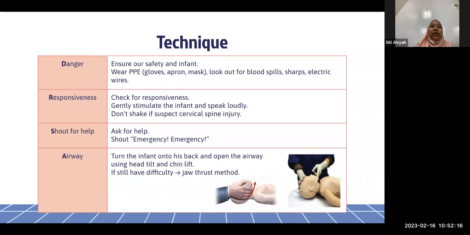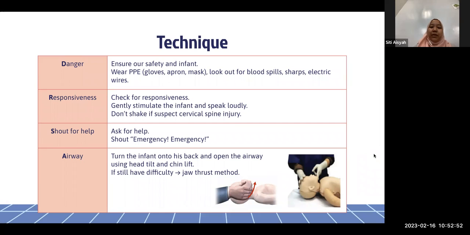And then for the responsiveness, we check by gently stimulating the infant, for example by tapping the infant's foot and then speaking loudly to see if there is any response. If we suspect the infant to have cervical spine injury, we must not shake the infant. And then if the infant does not respond, we shout for help as quickly as possible.